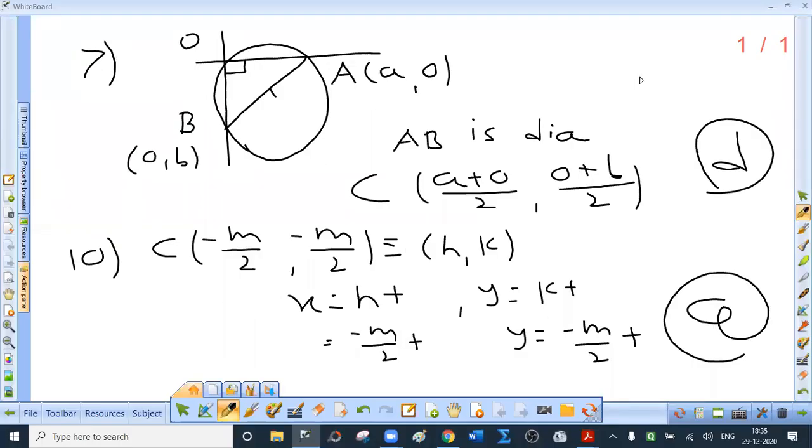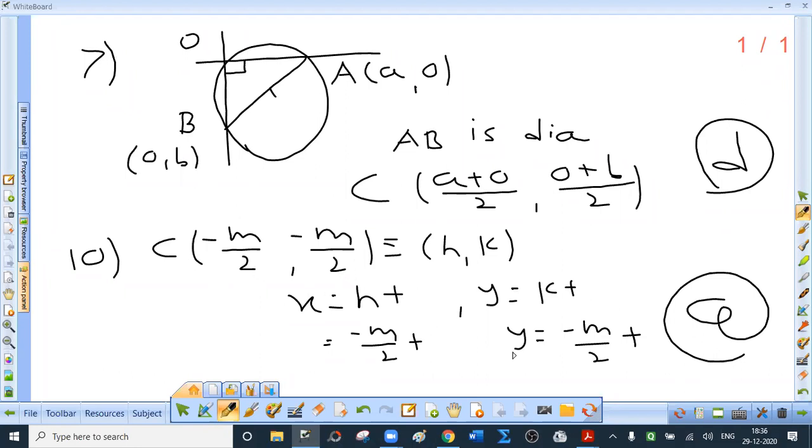Sum number 10 we will be doing, 8 and 9 after the 10th. The parametric equations of the circle x square plus y square plus mx plus my equal to 0 are. See, what is the center (h, k) of the circle? Minus m by 2, minus m by 2. What are the parametric equations? See, you should know all standard results. x equal to h plus r cos, y equal to k plus r sine. So x is minus m by 2 plus, y is also minus m by 2 plus. This part is present in option A only. So A is the correct option.